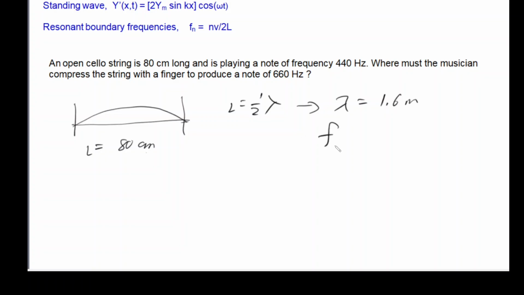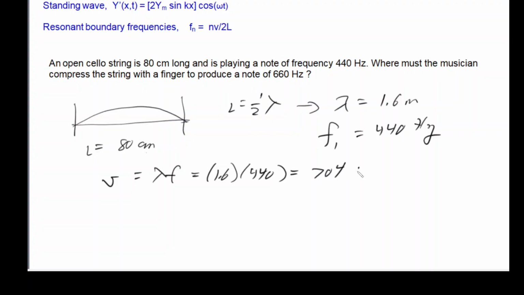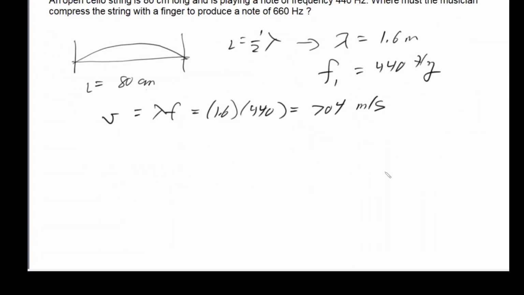And we're given that this fundamental frequency is 440 hertz. So the first thing we need to do is find the velocity of the wave on that string, and that's equal to lambda times frequency, which is equal to 1.6 times 440, which gives us 704 meters per second. And we want to find the velocity because that remains constant as you compress the string with your finger.